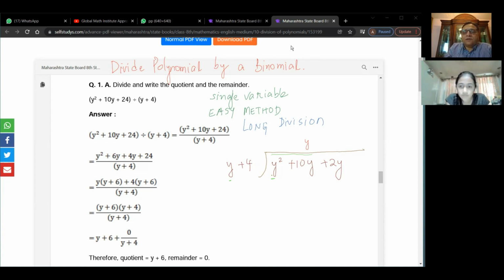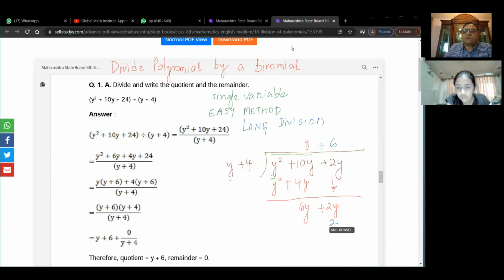What do you get? You get y square plus 4y, correct? And now you subtract it. When you subtract, you get 6y, right? Bring down 24. Now, how many times will y go in 6y? It will go 6 times. So now multiply y plus 4 by 6. 6 times 4 is 24.